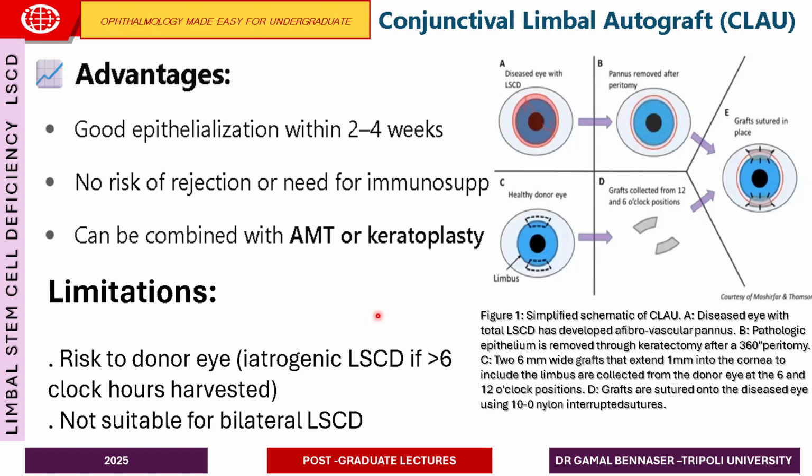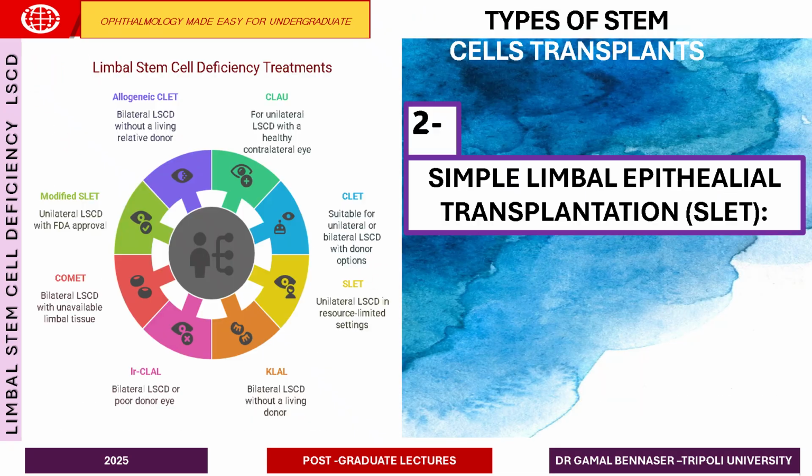And the other limitation is that this type of implantation, if it fails, better not to repeat it and go for another way of transplantation. So this is briefly about the conjunctival limbal autograft.